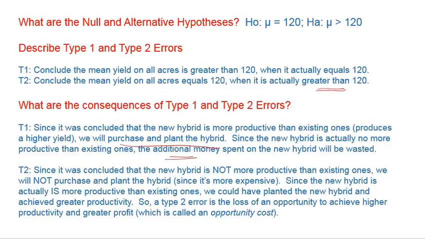But now you've got to think, what's really true? It's actually true that the new hybrid is more productive. So since the new hybrid actually is more productive than existing ones, we would have purchased and planted the new hybrid, and we would have achieved greater productivity. For those of you in business programs, think about what this is saying. The type 2 error is actually, we've lost an opportunity. We should have planted it, but we didn't. We should have planted the new hybrid. So the type 2 error is that we've lost an opportunity to achieve higher productivity and greater profit from using the new hybrid. When you lose the opportunity to make a profit in business, that's called an opportunity cost.